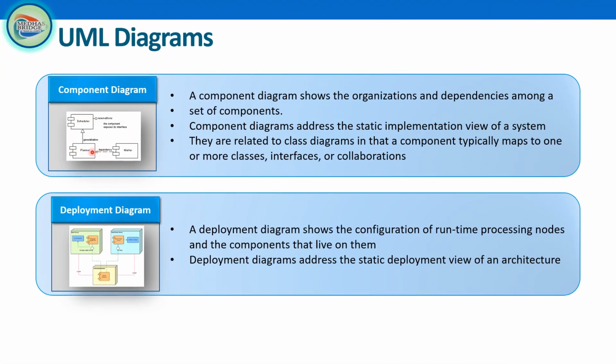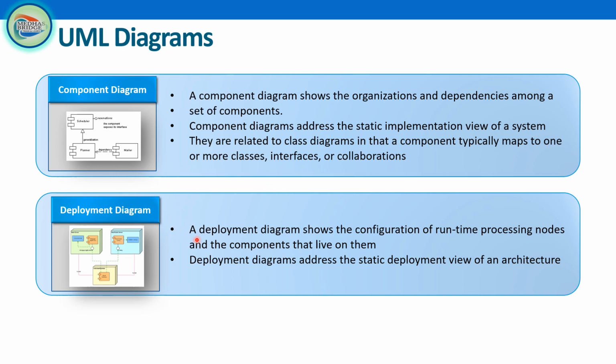Component diagram. A component diagram shows the organization and dependency among a set of components. A component diagram addresses a static implementation view of the system. They are related to class diagrams in that a component typically maps to one or more classes, interfaces, and collaborations.